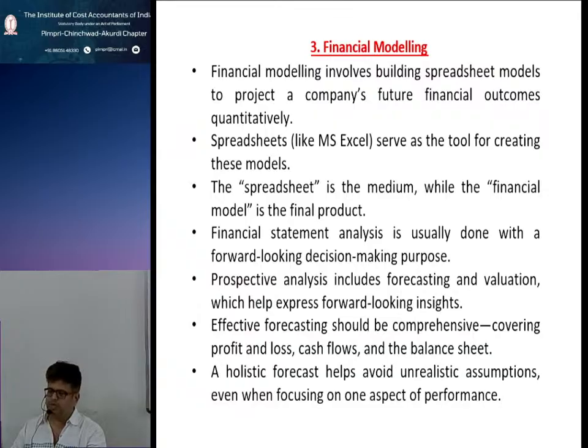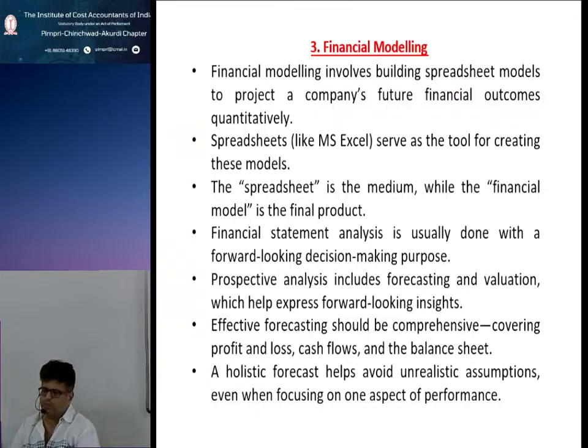Prospective analysis comes after the financial statement analysis of the recent past period, say 2 or 3 years, is done and a trend is identified and established. Thereafter the prospective analysis is done, which includes forecasting and valuation, which helps express the forward-looking insights for that particular business or organization.